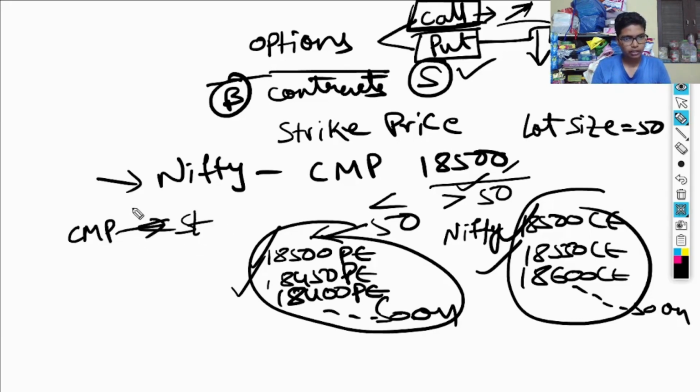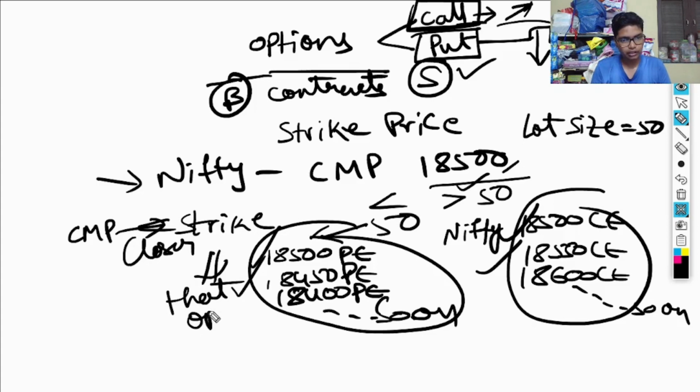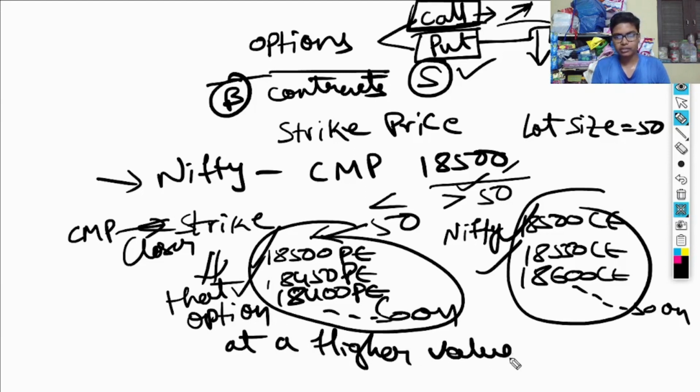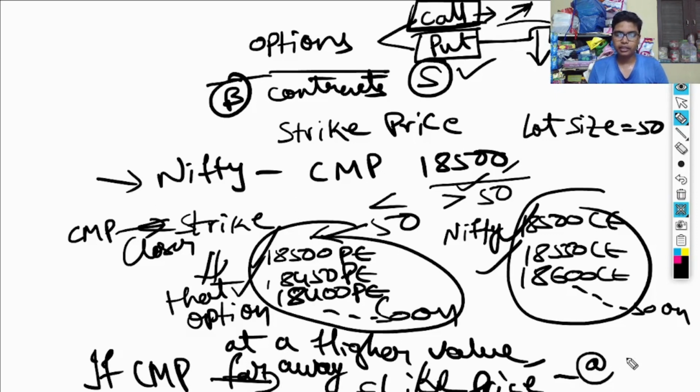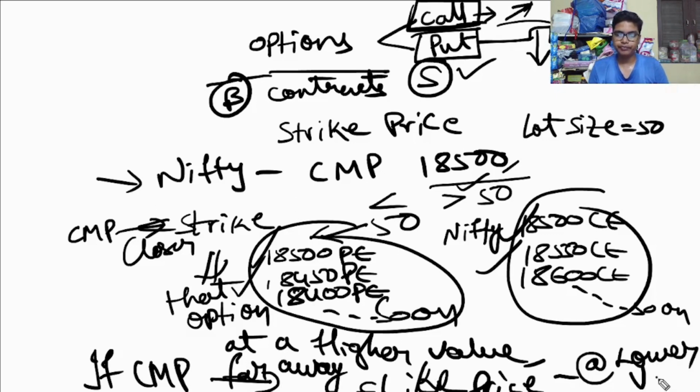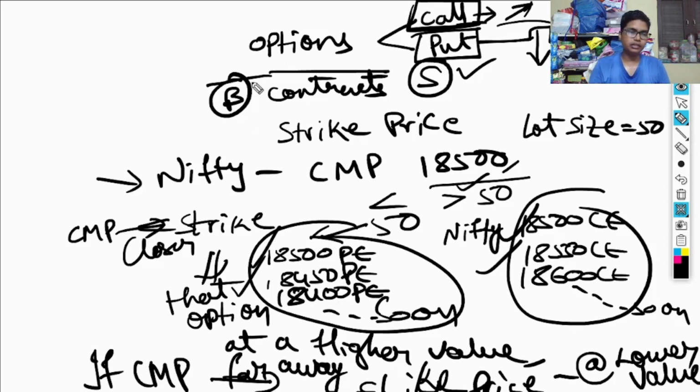If the current market price is closer to the strike price, then the option prices of those options will be at a higher level, higher value. Whereas in case the current market price is far away from the strike price we have selected, then the option price of that will be a lower value compared to the nearest one. One has to understand this in order to go further.